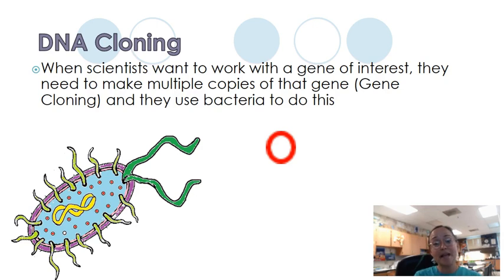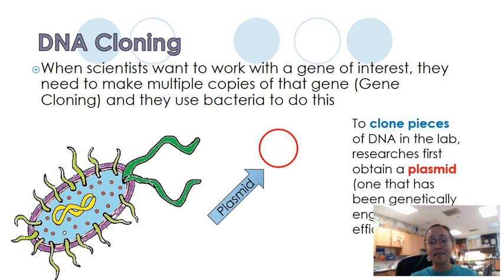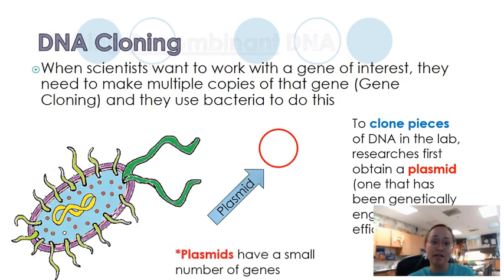Now, plasmids are naturally occurring circles of DNA that are not part of the main chromosome of a prokaryote, but rather they're like extra pieces of DNA that can have anywhere from 50 to 500 genes on them. So scientists are going to use this plasmid for cloning.